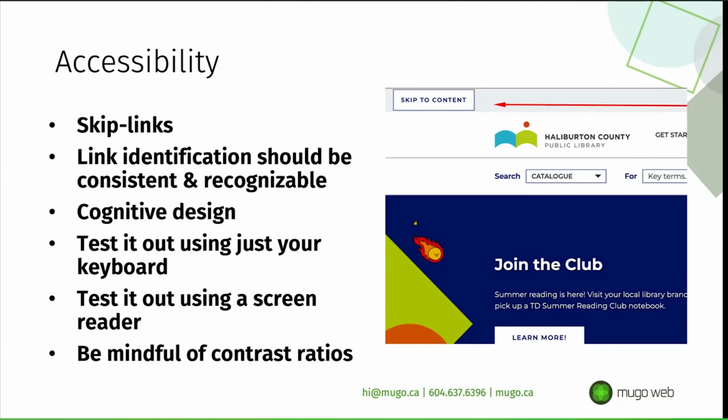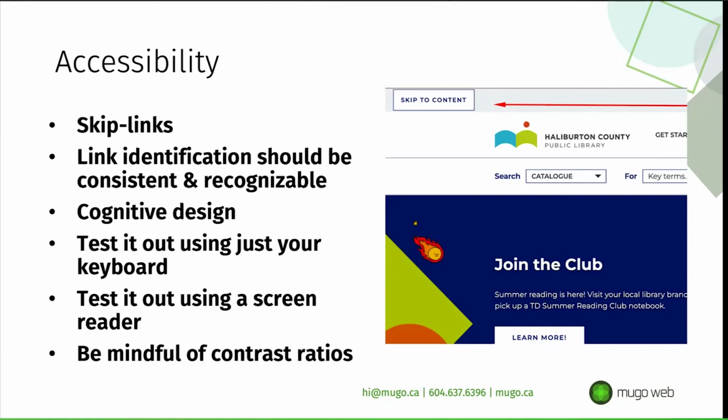It just means you want it clear with as few steps as possible to get to the most of your resources. Anytime we're talking about accessibility, I highly recommend test it out yourself. So use your keyboard just to access your menu. You're going to very quickly identify what some of the problems are. Use a screen reader, see what it's reading out.